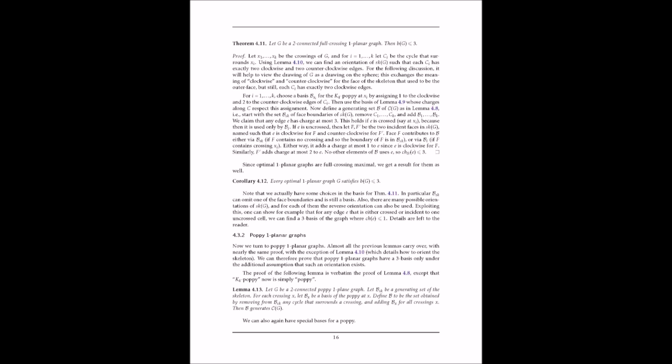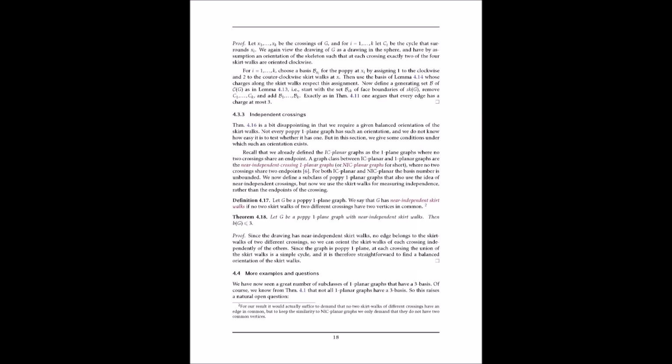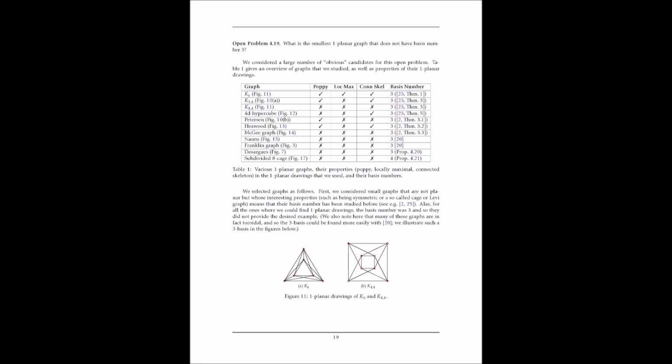Exactly. And so these 3 operations, subdividing an edge, adding an edge, and contracting an edge, are like the basic building blocks for understanding how local changes affect the basis number. Got it. And so this paper explores these operations in detail and proves some really interesting results about them. So what kind of results?